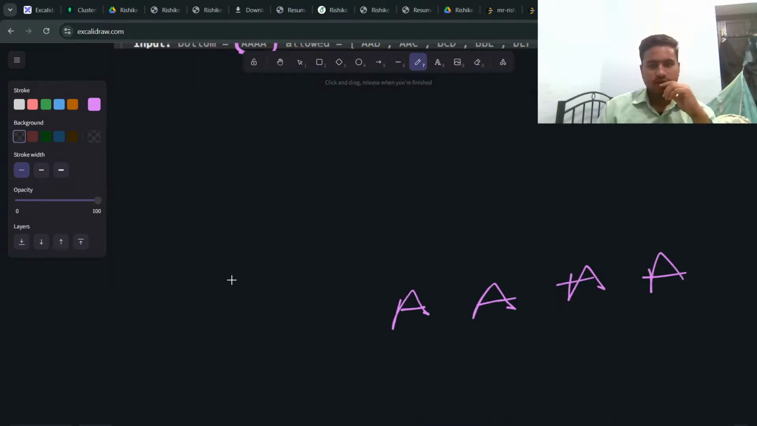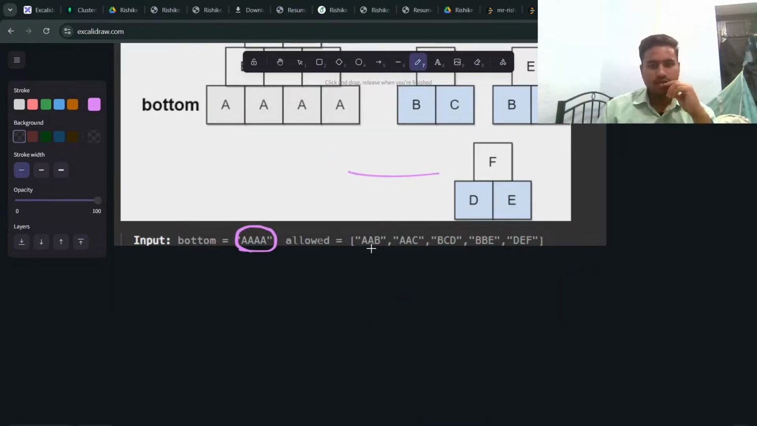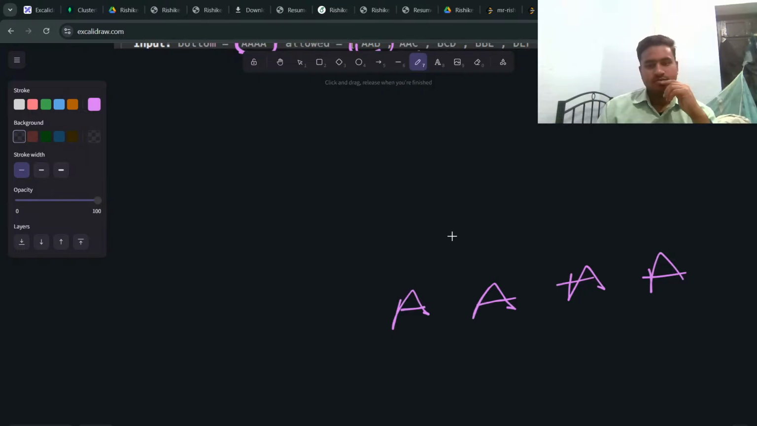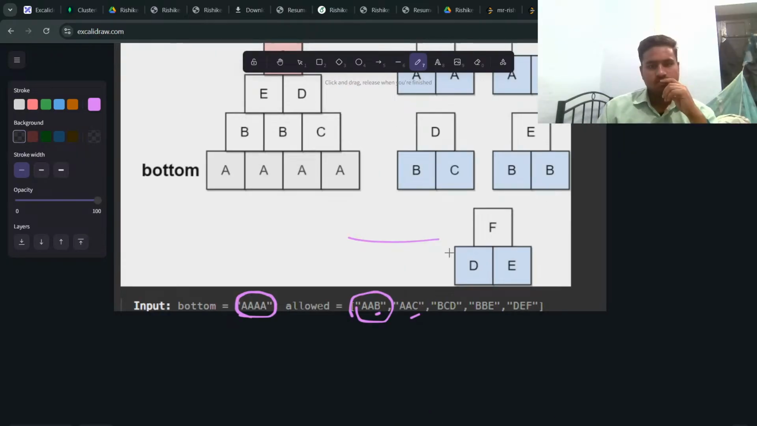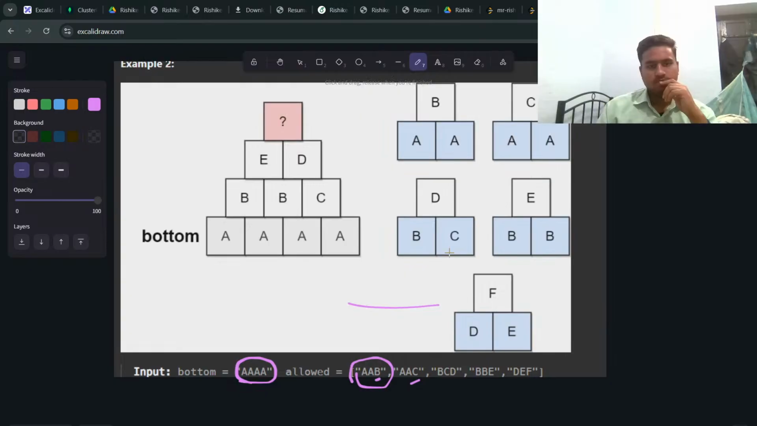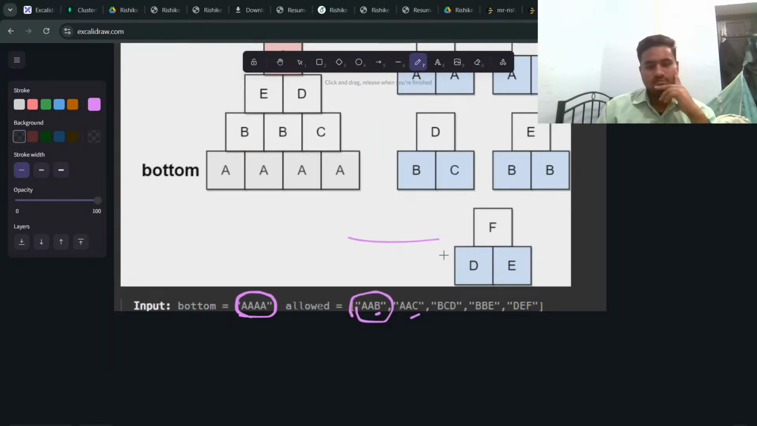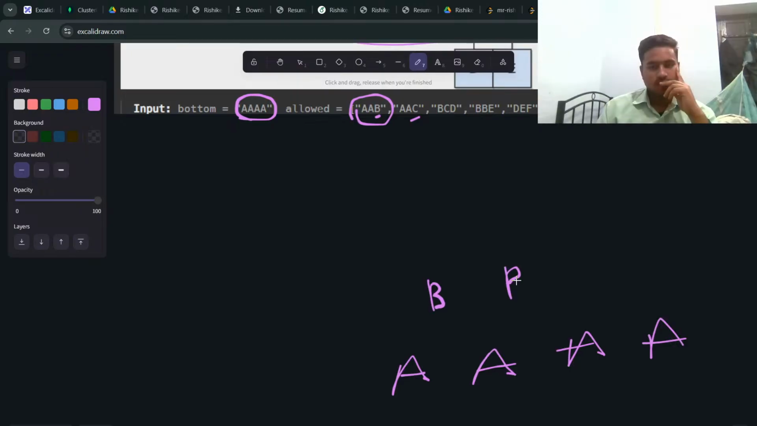So this is the A. Then we need two A's in allowed. By that we can make these things. So we can make either B or C. Make B and B, and either you can make B or C. You have two options.